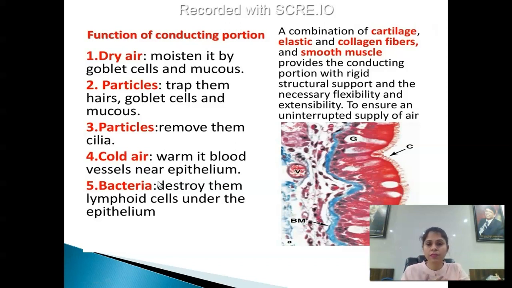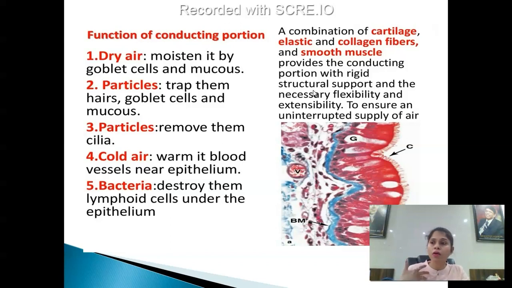and the bacteria which are there are actually being entrapped and killed, so the defense mechanism is very strong at this level, because this is the entry point, or the gate, where the exchange of gases is the most important thing. And also we know that they are made up of cartilage, elastin and collagen fibers and smooth muscles, which are the conducting system. This gives them the structural flexibility and extensibility, so that uninterrupted supply of air can take place.